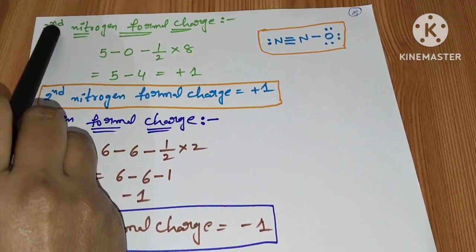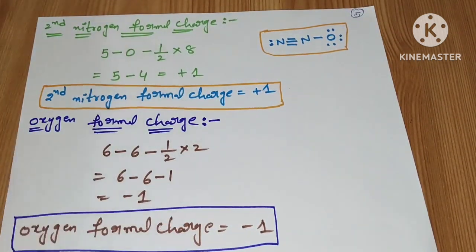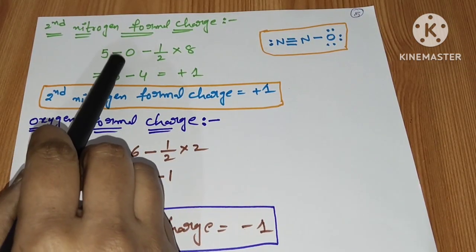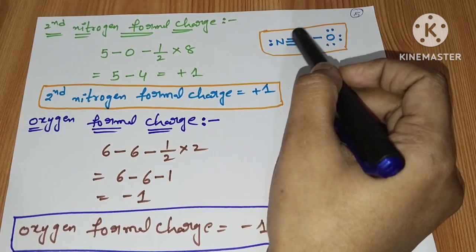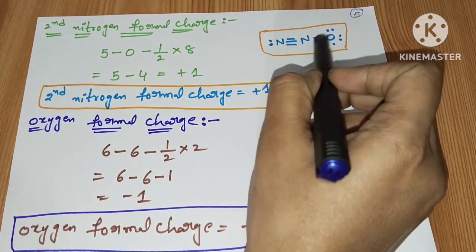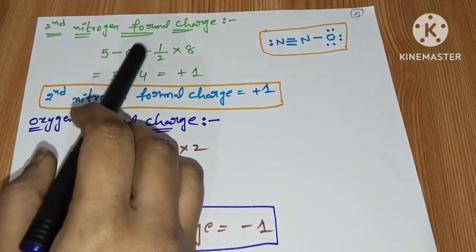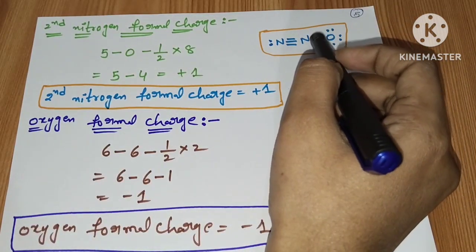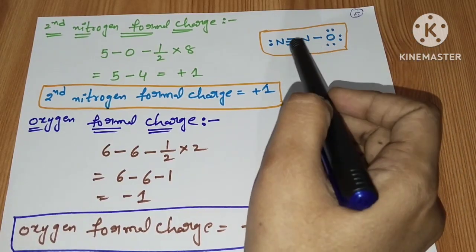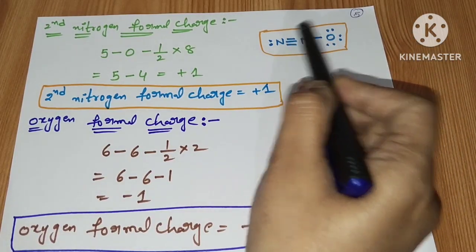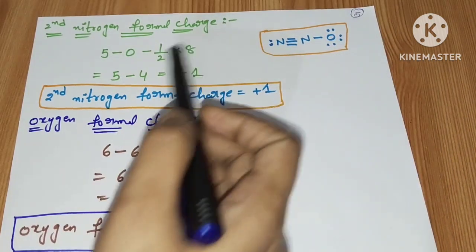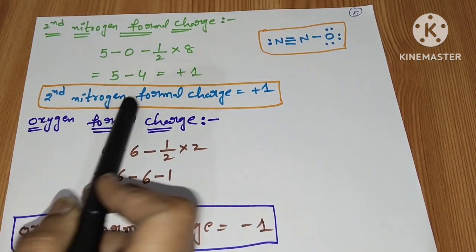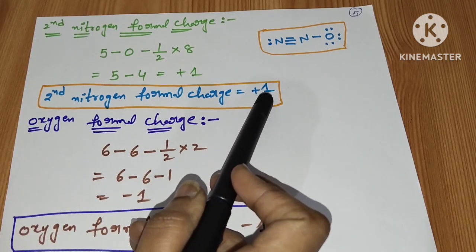Let's see the second nitrogen formal charge. Valence electrons of nitrogen is 5, minus how many lone electrons are present in this nitrogen? There are no lone electrons, so 0, minus half times how many bonded electrons are present in this second nitrogen? 1, 2, 3, 4, 5, 6, 7 and 8. 5 minus 4 equals +1. Second nitrogen formal charge equals +1.